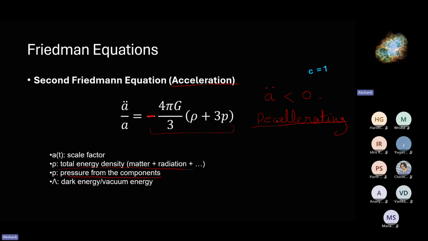Oh, wait, there should be a double C here, single N. Don't mind my spellings, guys. I'm bad at spellings. So as I was saying, a double dot seems to be negative, and that would mean that the expansion of the universe is slowing down. From this equation, because a double dot is negative.